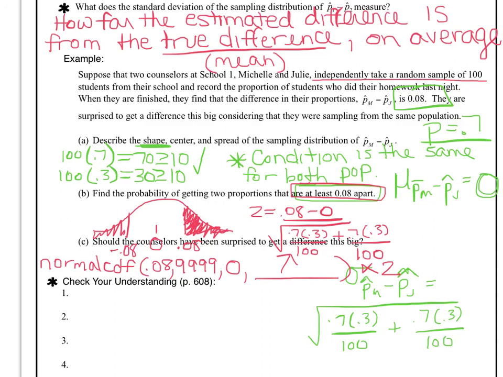Okay, and when I do that, I actually get 0.2184. So no, the counselors should not have been surprised to get a difference that big, because this probability is almost 22%. So it is too big for them to be surprised. A difference of 0.08 totally could have happened by chance, or it could have been the actual proportion.